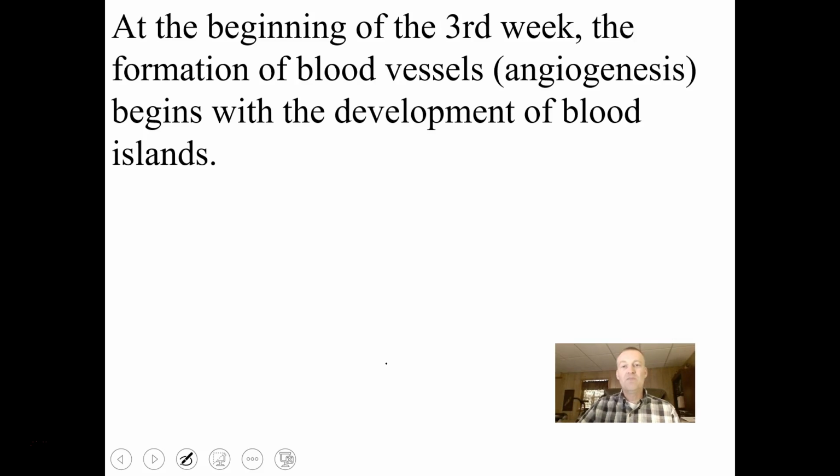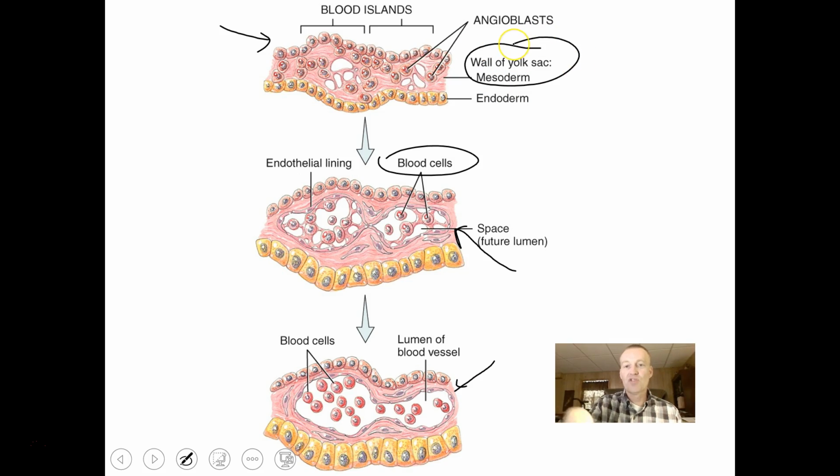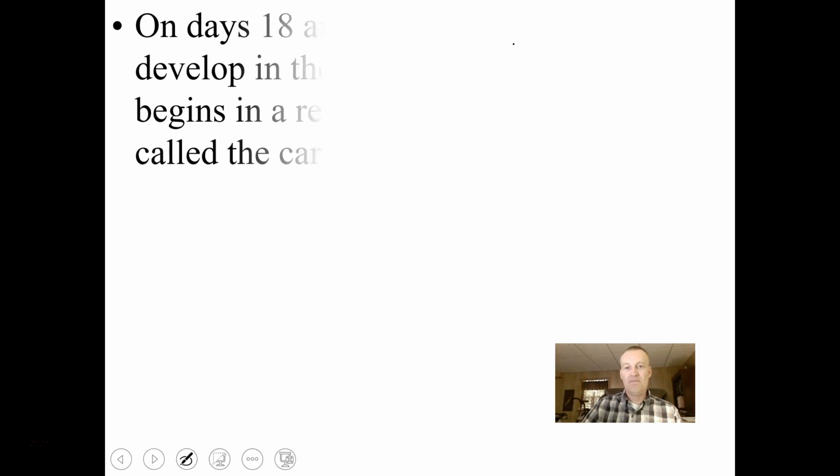At the beginning of the 3rd week, the formation of blood vessels, which is called angiogenesis, occurs, and you get the development of blood islands. So these blood islands, as you can see right here, will form, and we get blood cell formation that will occur, and eventually these little blood islands and the lacunae that they make form blood vessels. And this occurs in the wall of the yolk sac.